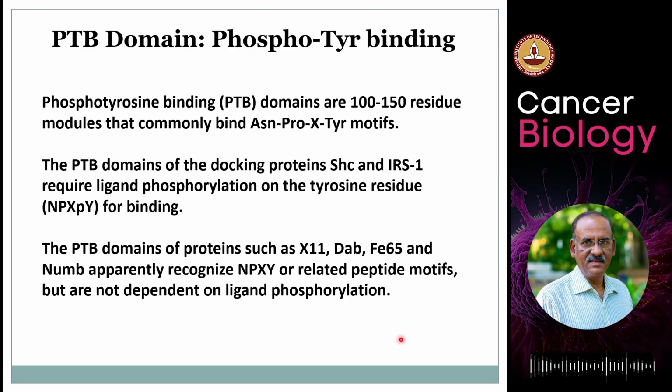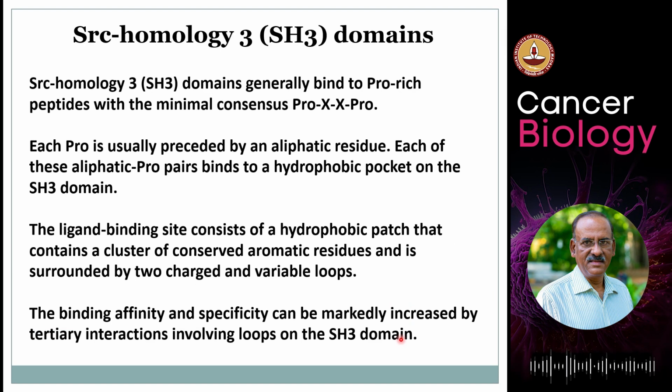So sometimes they are not dependent on ligand phosphorylation. This is another important domain called the SH3 domain. The importance of this is that it will bind to proline-rich peptides with the minimal consensus shown there: proline, XX (meaning any two amino acids), proline again.